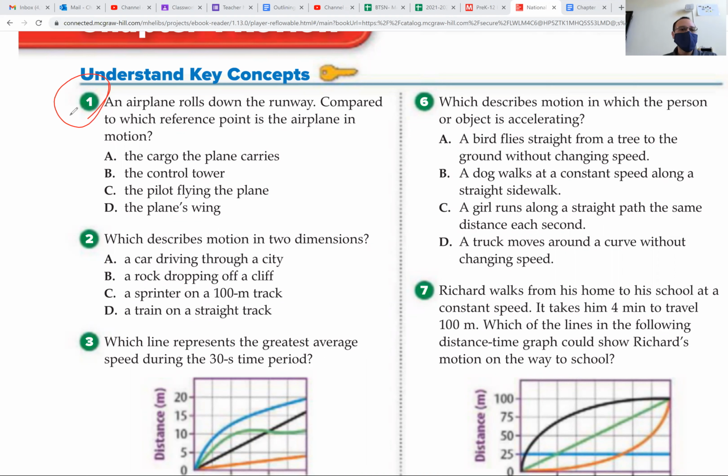Yes, open notes quiz. Okay, so an airplane rolls down the runway. Compared to which reference point is the airplane in motion? The key term here is reference point. What does reference point mean? What's the key thing, Daniel? Yeah, reference point means not moving. So the only thing here that's not moving is the control tower. So the correct answer is B.